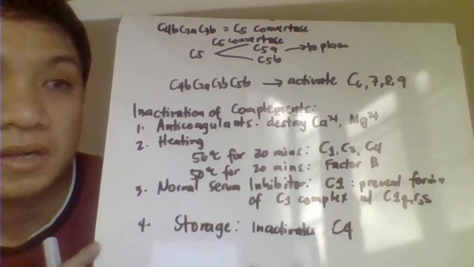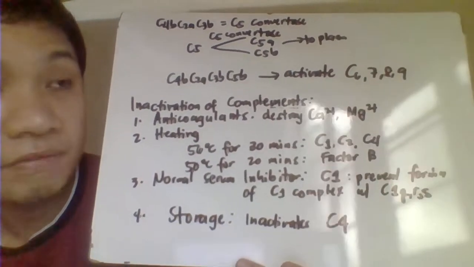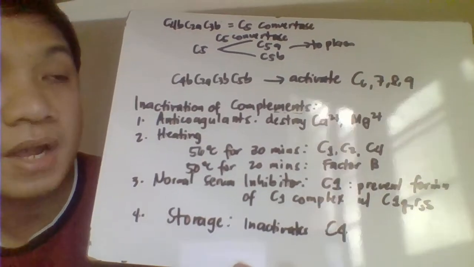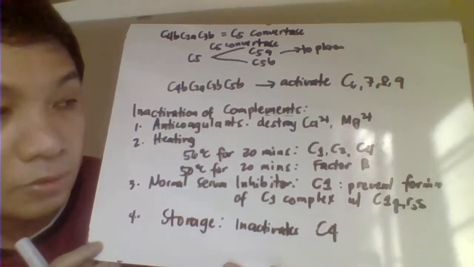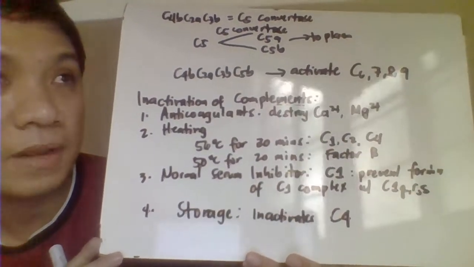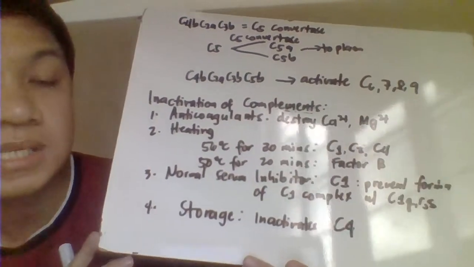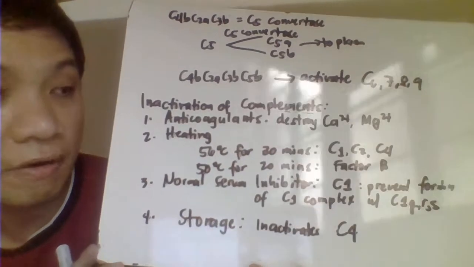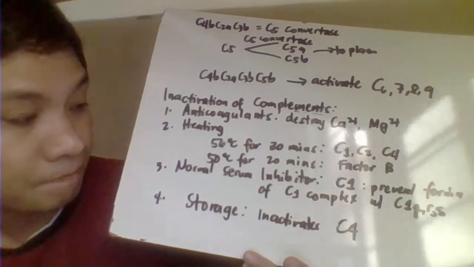Okay, another one, we have your heating process. If you subject your sample to 56 degrees Celsius for 30 minutes, you inactivate your C1, C2, and even your C4. And if you heat your sample at 50 degrees Celsius for 20 minutes, you inactivate or destroy your factor B.